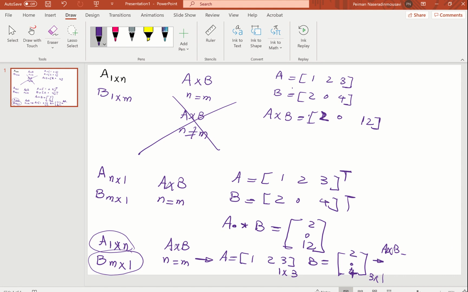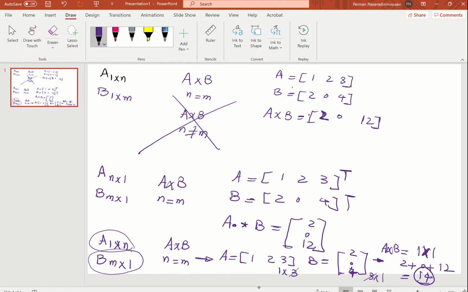That's right, because this is 1 by 3, this is 3 by, oops, sorry, I'm stupid. So it's 3 by 1. So the result is going to be what? 1 by 1. That's right, 1 by 1. So the result is going to be 2 plus 0 plus 12. The result is going to be 14.